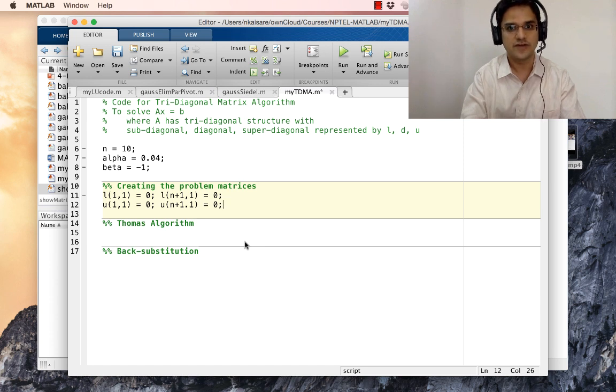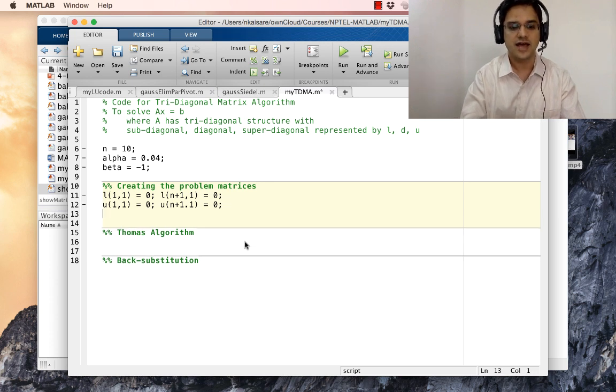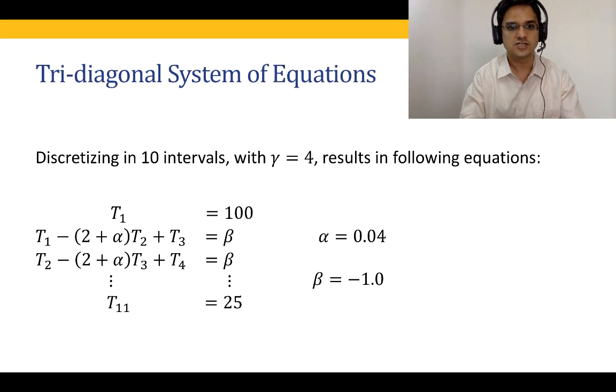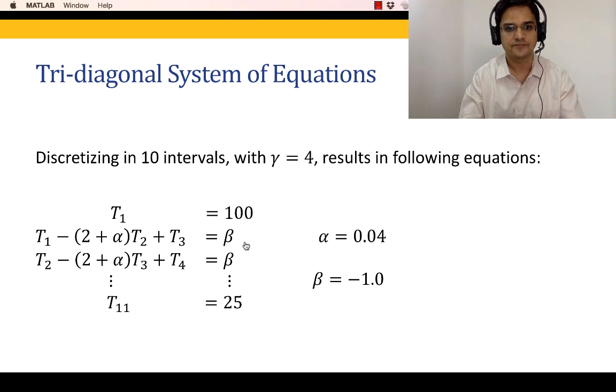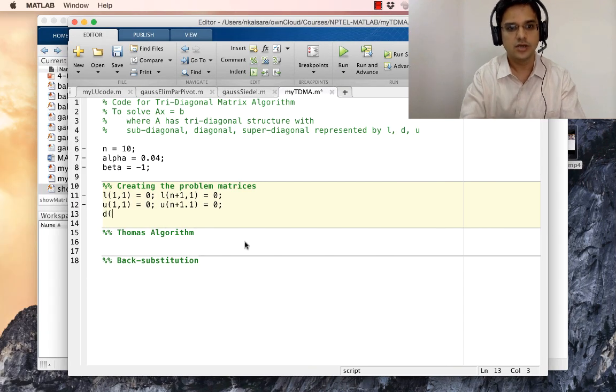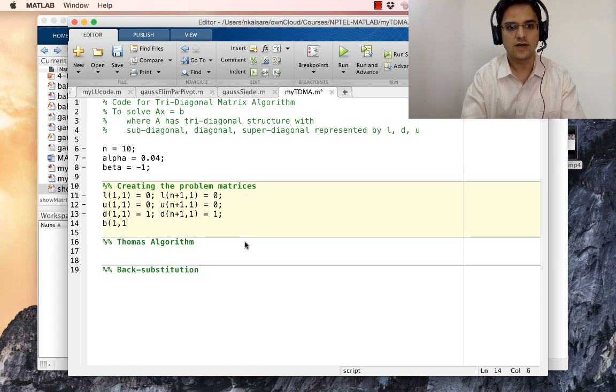Sorry, t11 equal to 25, which meant that the non-diagonal elements were all 0. And the entire set of diagonal elements that we have seen is the first guy and the last guy are both equal to 1, whereas everything else is minus 2 plus alpha. Okay, so we will write d 1 comma 1 equal to 1 and d n plus 1 comma 1 equal to 1 again. And likewise, b 1 comma 1 was equal to 100, and b n plus 1 comma 1 was equal to 25. So that's the structure that we have created.